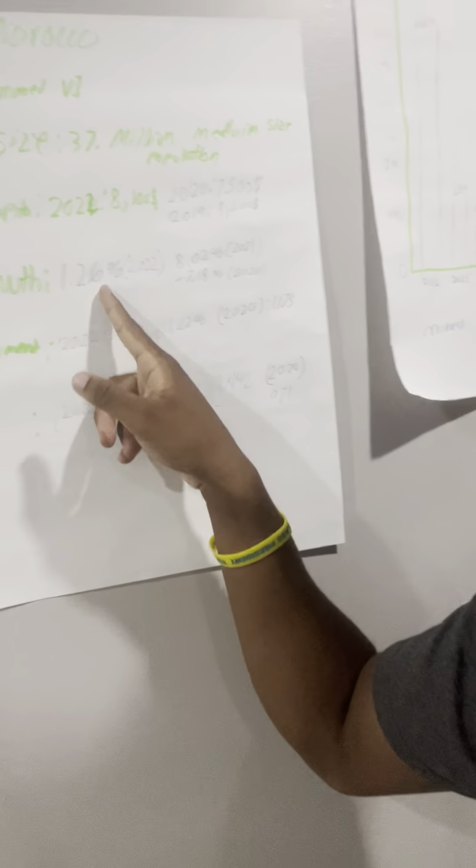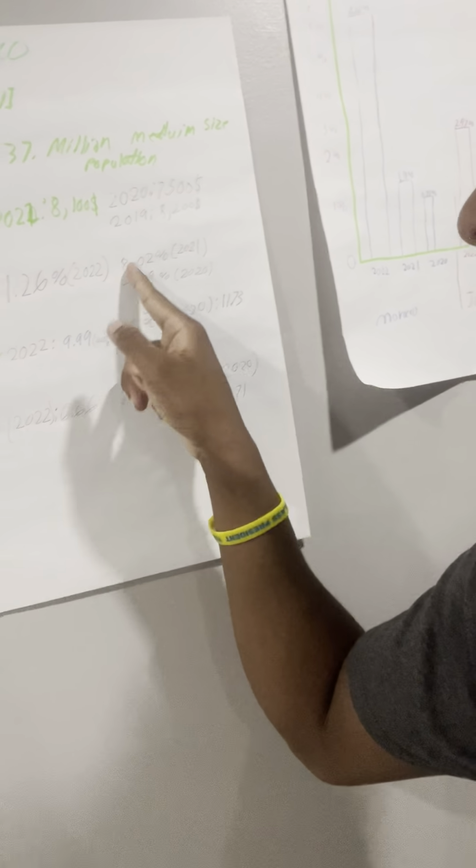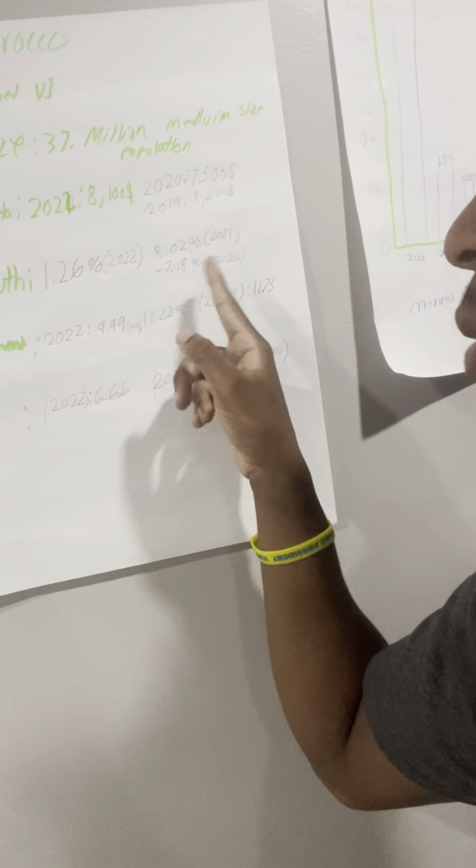Next thing I wanted to talk about was the GDP growth. So the GDP growth in Morocco was, I did for the past 3 years again. In 2022, it was 1.26. And in 2021, it was 8.2. And in 2020, it was negative 7.18, which is fairly slow growth.